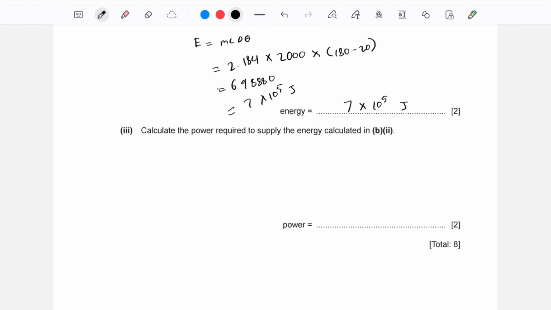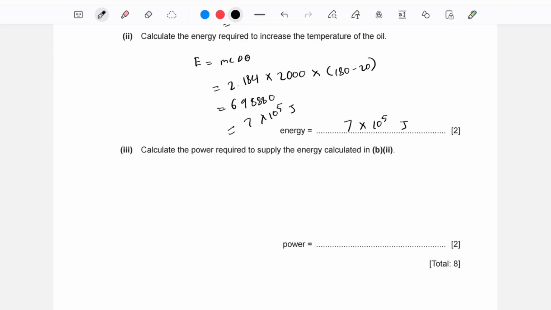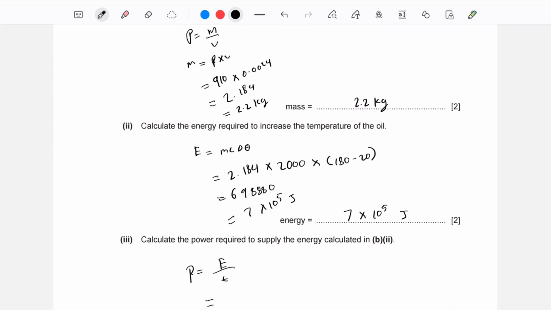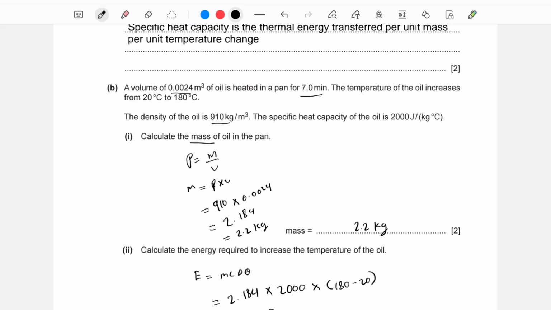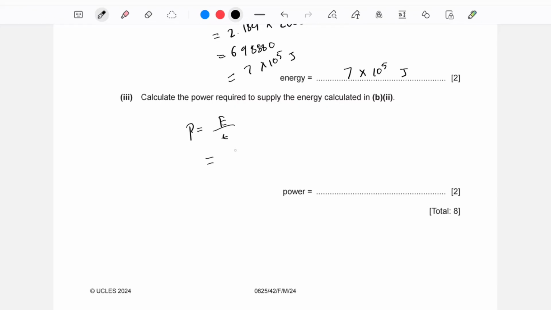Calculate the power required to supply the energy calculated in part B. So to calculate power, we have to divide the energy by the time. So we know that this temperature change takes 7 minutes, and we know the required energy, so we can divide it by the time.